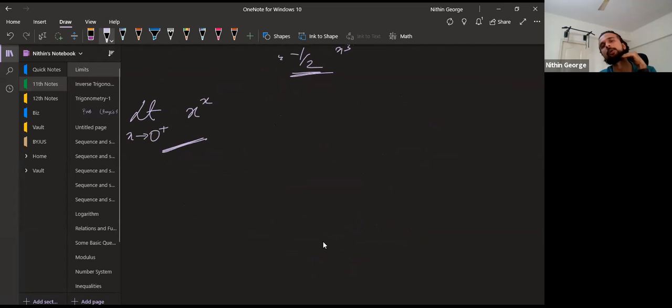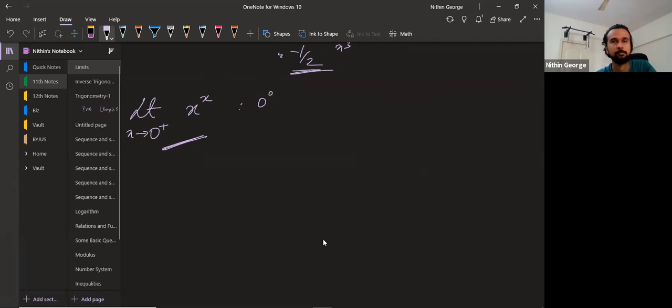Okay. Limit x tends to 0 plus x raised to x. This is some 0 raised to 0 form. Write this as e power x ln x, right?